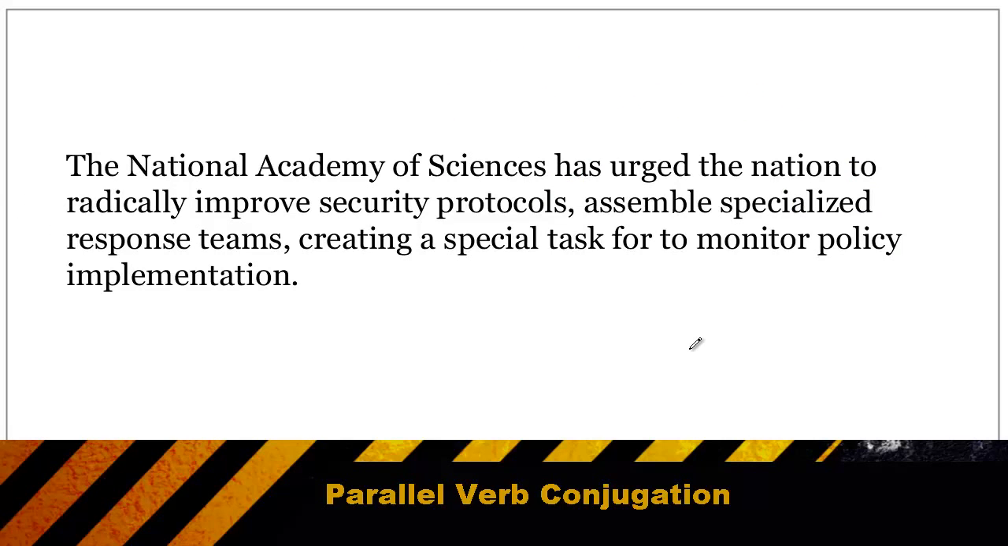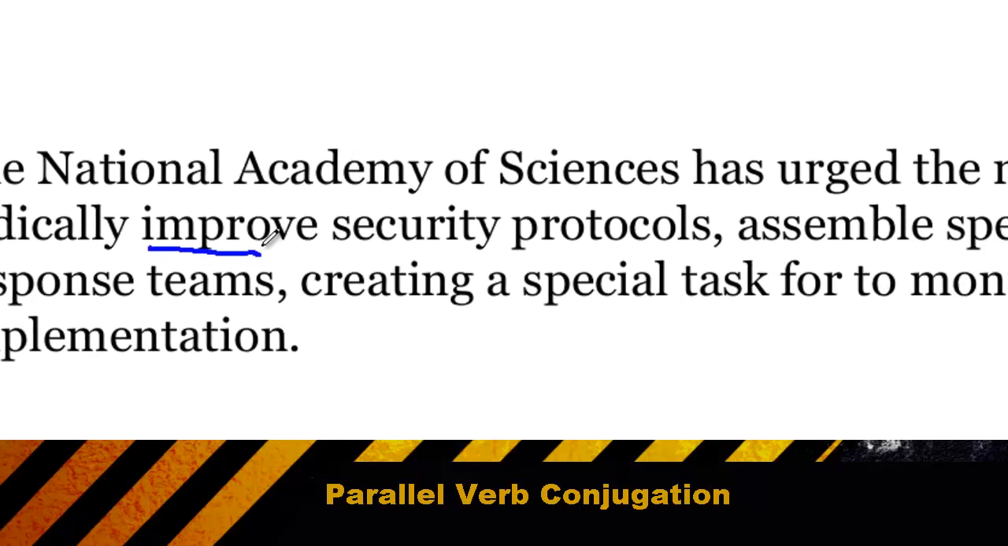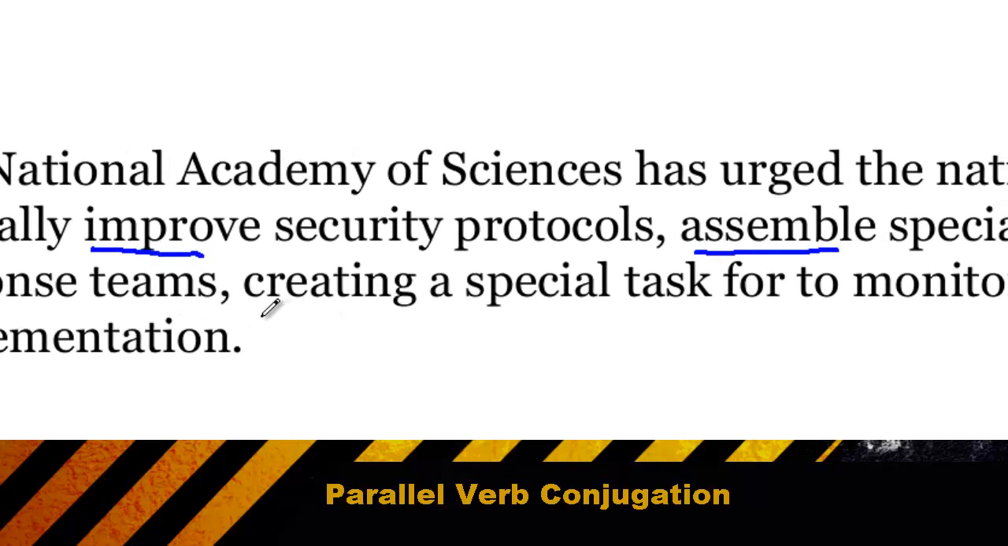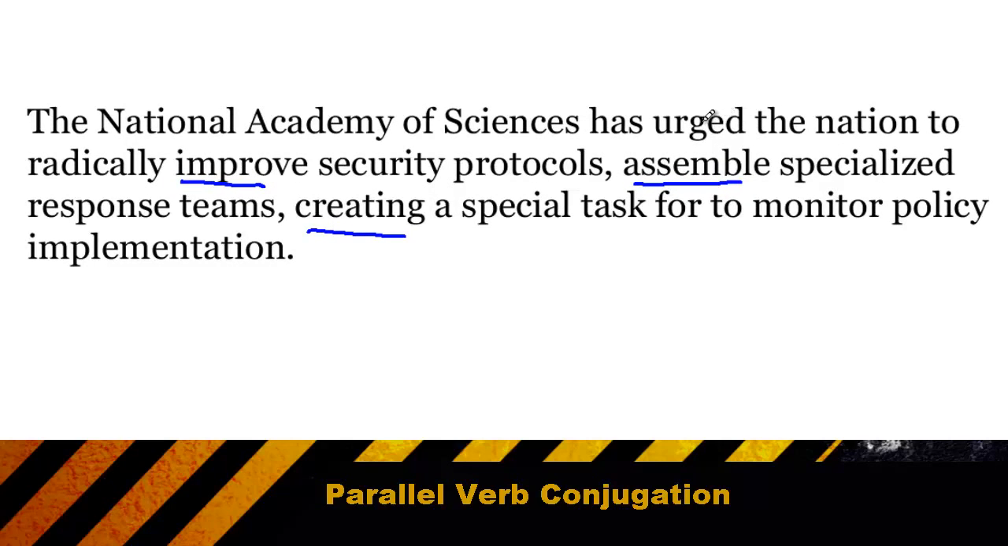The longer the sentence is, the more difficult it is to spot problems with parallelism. But we can use the same trick of putting every item in the list in the first position to see if it makes sense. In this case, the Academy is urging the nation to improve, assemble, and then it says creating. If I say the phrase urge the nation to assemble, that sounds fine. No problems there. But if I say the phrase urge the nation to creating, it's clear that the ing should be taken off, and I should use the verb create.